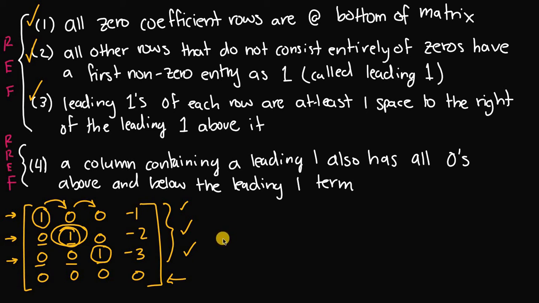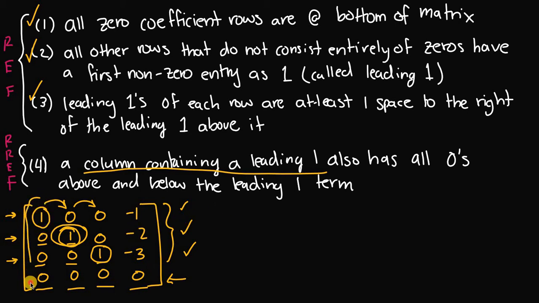Now, if it also satisfies the fourth rule, then we can say that this matrix is in reduced row echelon form. So let's check that. A column containing a leading one also has all zeros above and below the leading one term. So this rule only applies to columns containing a leading one. If we look at this matrix, columns 1, 2, and 3 have leading one terms. Column 4 does not have a leading one term. So we only need to check the first 3 columns.